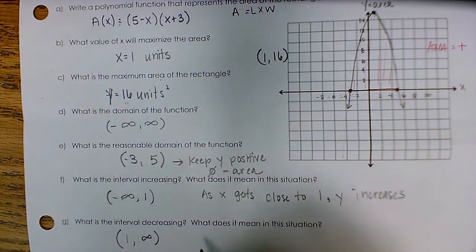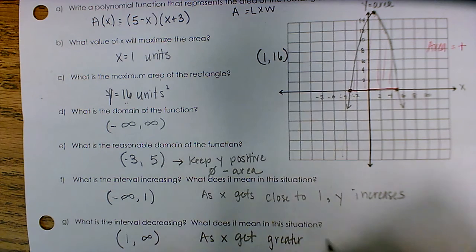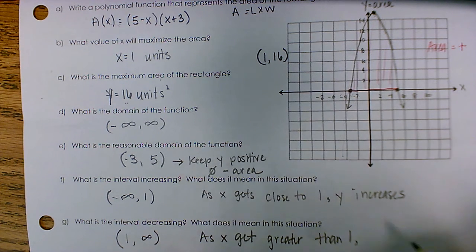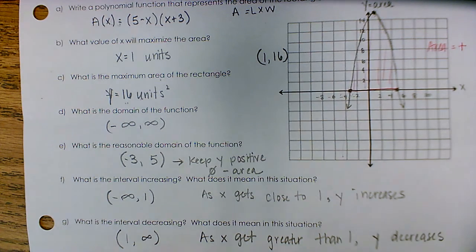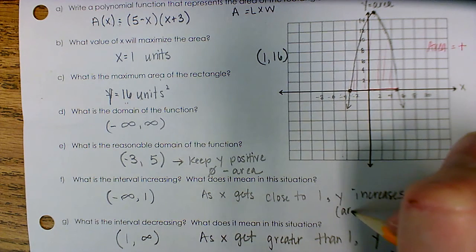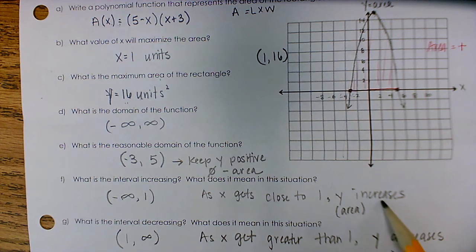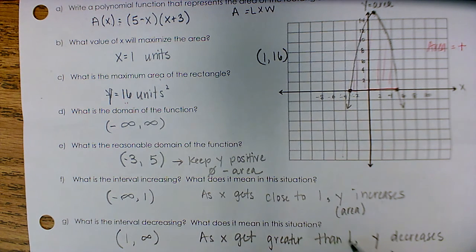And this is as x gets greater than 1, y decreases. So y gets smaller, which is our area. So as our x value gets close to 1, our area increases. As our x value gets greater than 1, our area decreases.